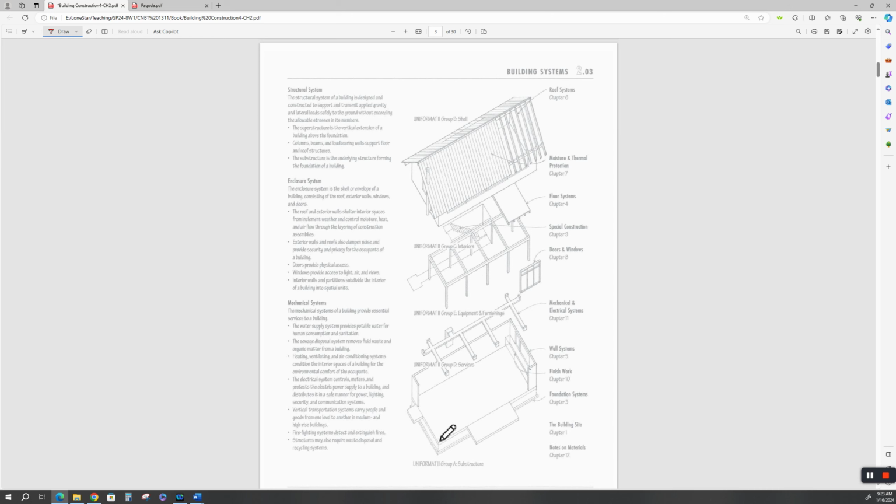All right. The structural system is just it. It holds everything up. The whole building is a structural system. Walls, roof systems, ceiling systems. The enclosure system is what encloses the structure, which is everything else also, right? The walls, the roof, the windows, the doors. You have exterior walls, interior walls. You got load-bearing walls and non-load-bearing walls.